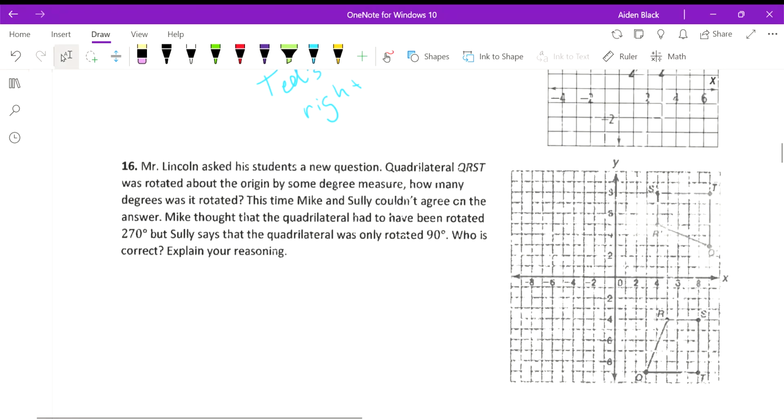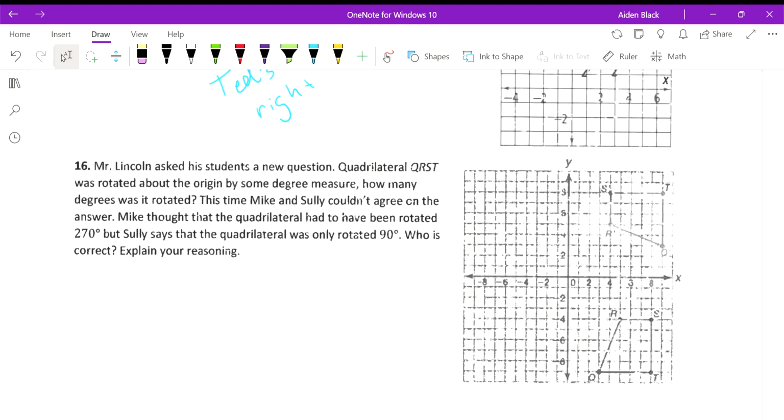Mr. Lincoln asked his students a new question. Quadrilateral QRST was rotated about the origin by some degree measure. How many degrees was it rotated? This time Mike and Sully couldn't agree on the answer. Mike thought the quadrilateral had been rotated 270 degrees, but Sully says the quadrilateral was only rotated 90 degrees.